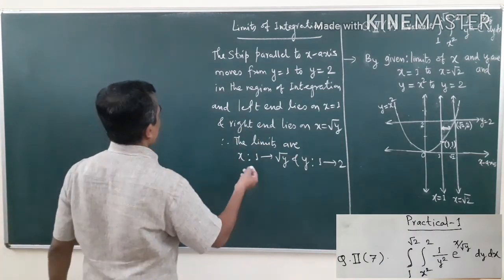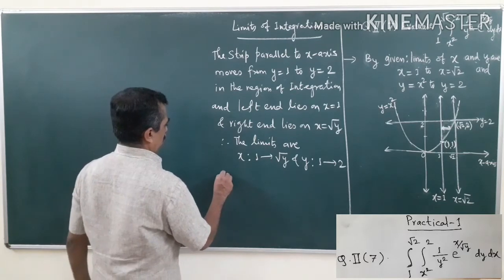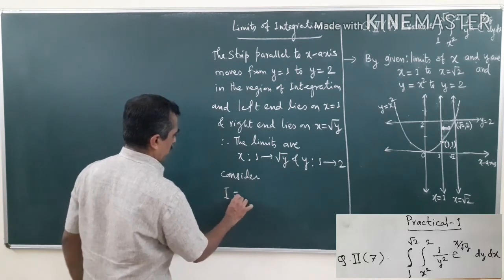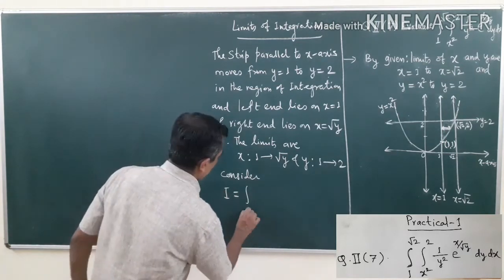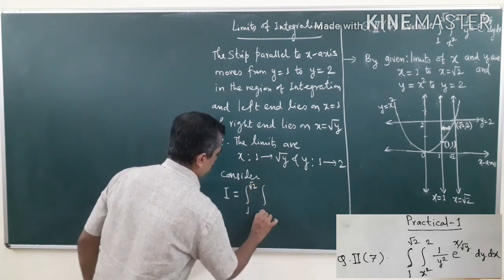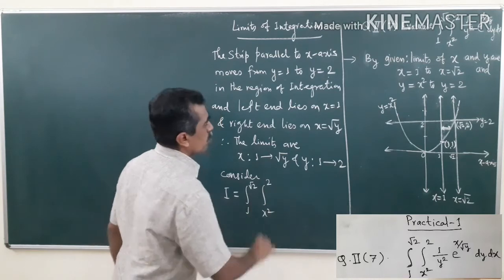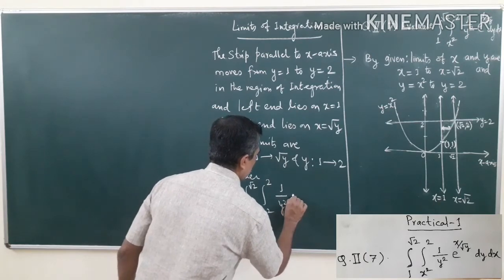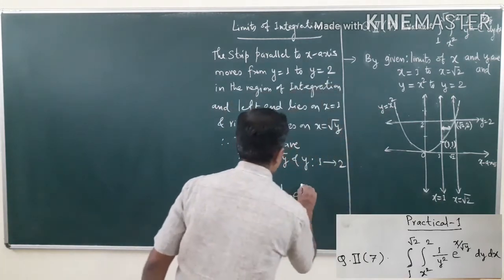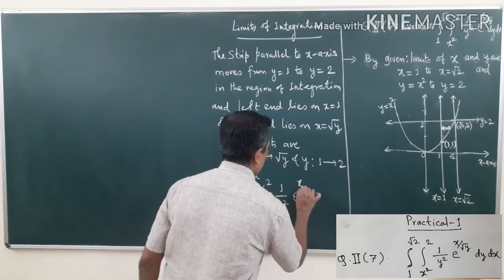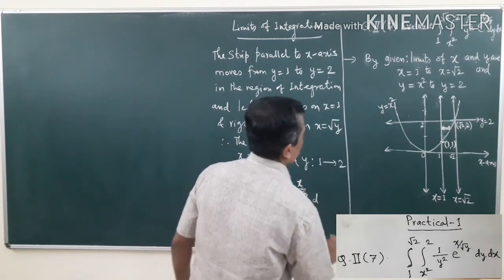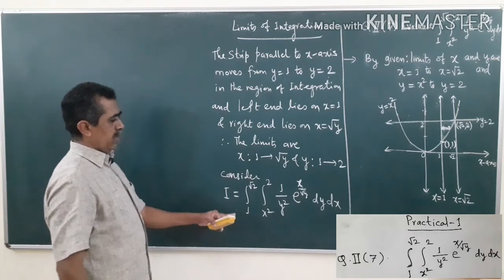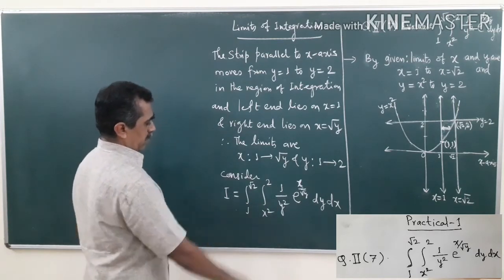Now, we will consider the given integral. The given integral is I is equal to integral from 1 to root 2, integral from x square to 2, of 1 upon y square into e raised to x upon root y, dy dx. This is our given integral.